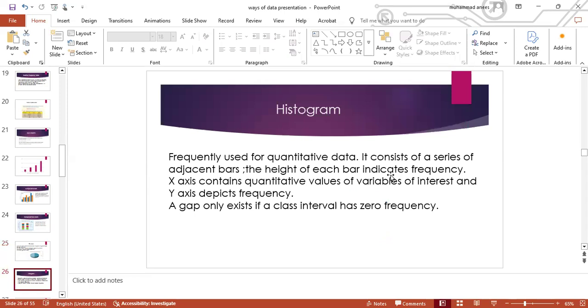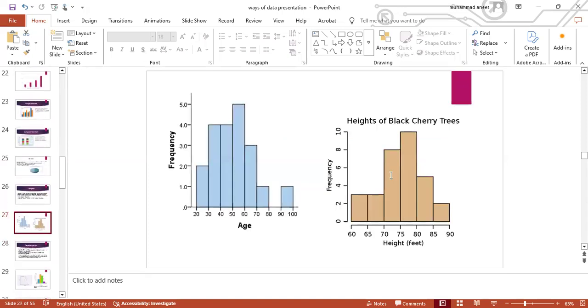Now moving on to the histogram, frequently used for quantitative data. It consists of a series of adjacent bars. The height of each bar indicates the frequency. The x-axis contains the quantitative value of the variable of interest, and the y-axis depicts the frequency. A gap only exists if a class interval has zero frequency. So this is an example of a histogram. This histogram shows age versus frequency, and the other one shows height versus frequency. So we are seeing the heights of black cherry trees. The maximum height is seen around 75 to 80 feet.